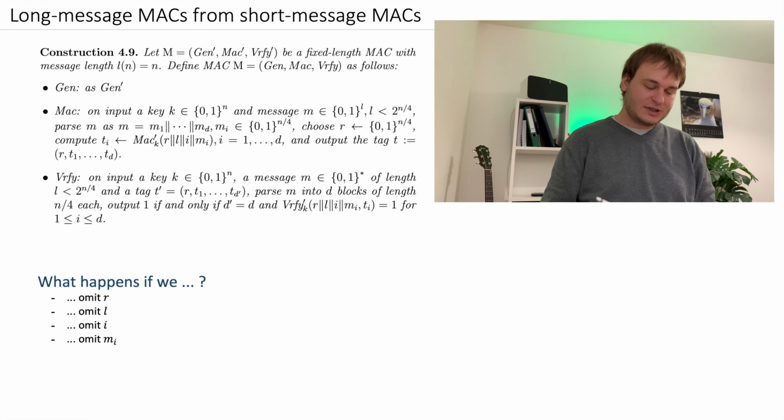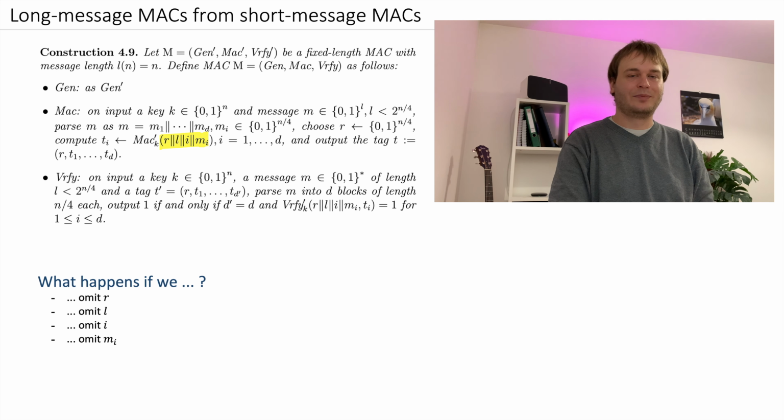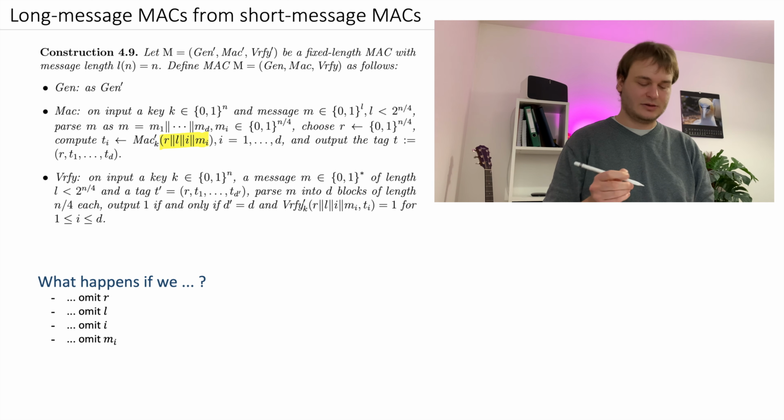And the question will be, what is actually the role of all of these components that we use in this MAC? So what's the R for, what's the L for, what's the I for, what's the MI for? And the questions that I will ask you will be, what happens if we omit, for example, R from this? So the MAC would just be a MAC of L, I, and MI. What happens if we omit the L? What happens if we omit the I? And what if we omit the MI? And then for each of these omissions, you can come up with an easy adversary that will basically break this construction.